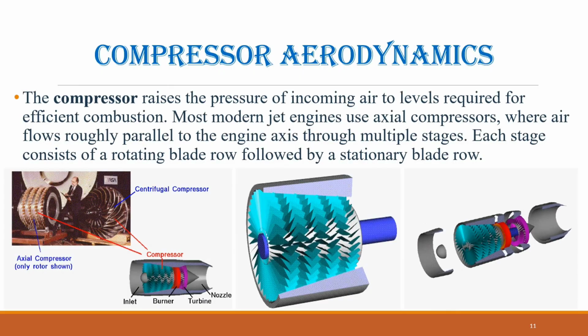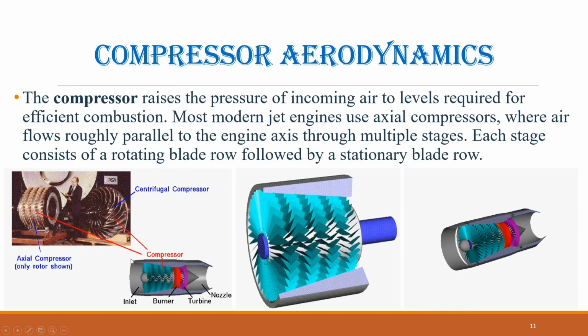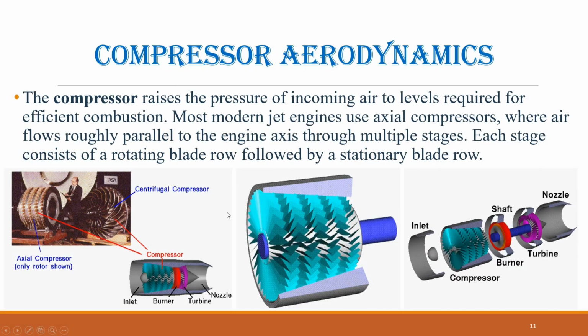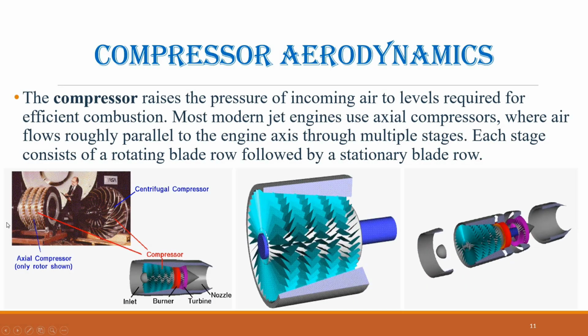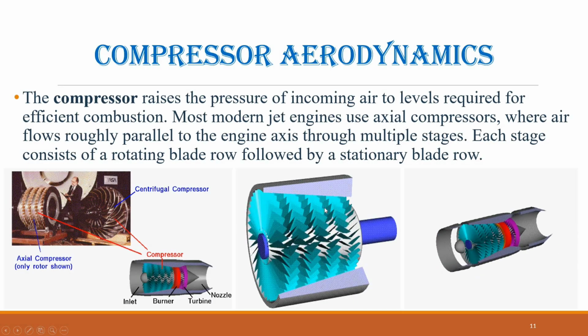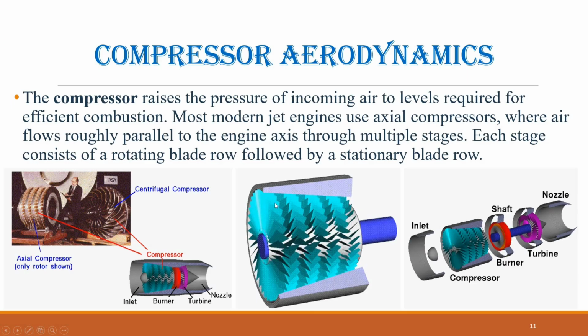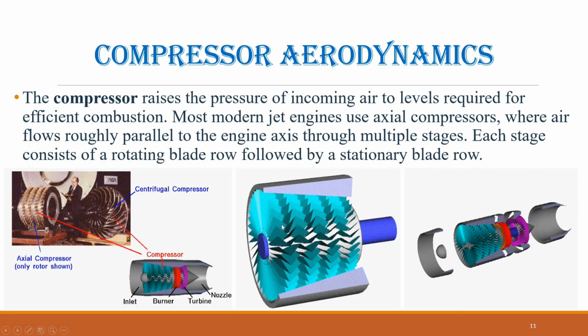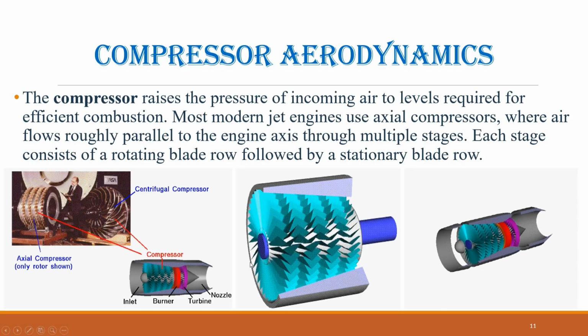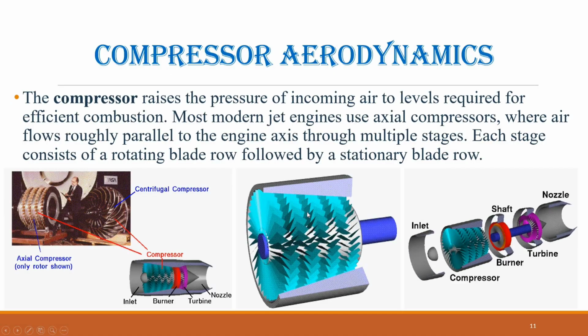Compressor aerodynamics. The compressor raises the pressure of incoming air to levels required for efficient combustion. Most modern jet engines use axial compressors, where air flows roughly parallel to the engine axis through multiple stages. Each stage consists of a rotating blade row followed by a stationary blade row. The rotating blades add kinetic energy to the air by increasing its velocity, while the stationary blades convert this velocity increase into a pressure rise.